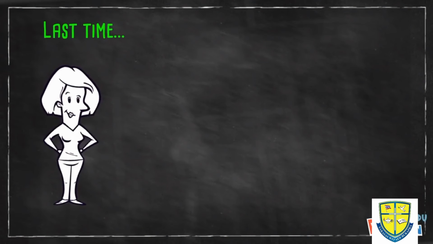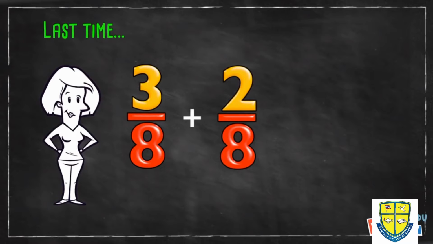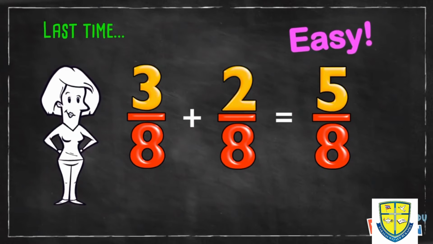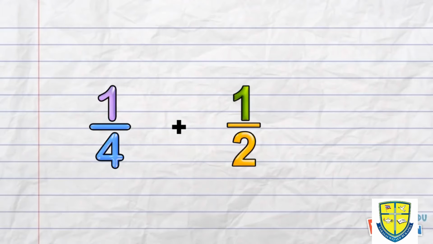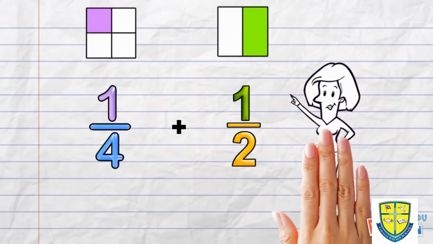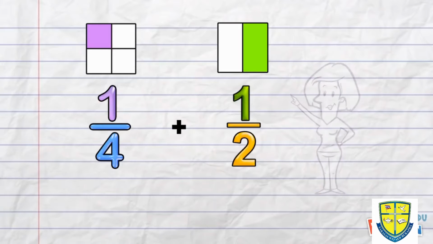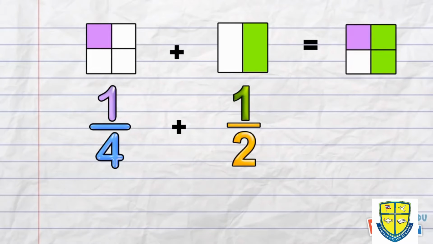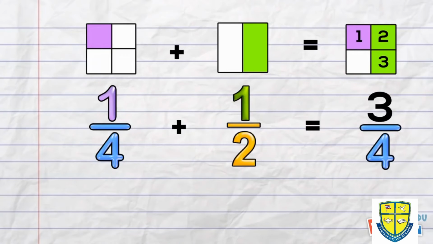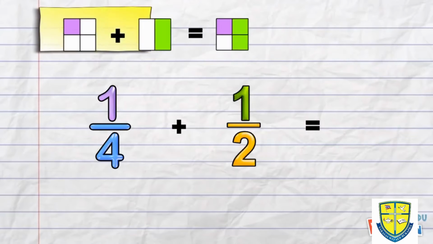Last time, when we added fractions that have a common denominator, we learned that we keep the denominator and just add the numerators. That's easy enough. This time, we'll add these fractions with different denominators. Here's a diagram to represent each fraction. And you can see that if we add these together using the diagrams, this is what we get. 1, 2, 3 quarters. Let's save that up here on a note.